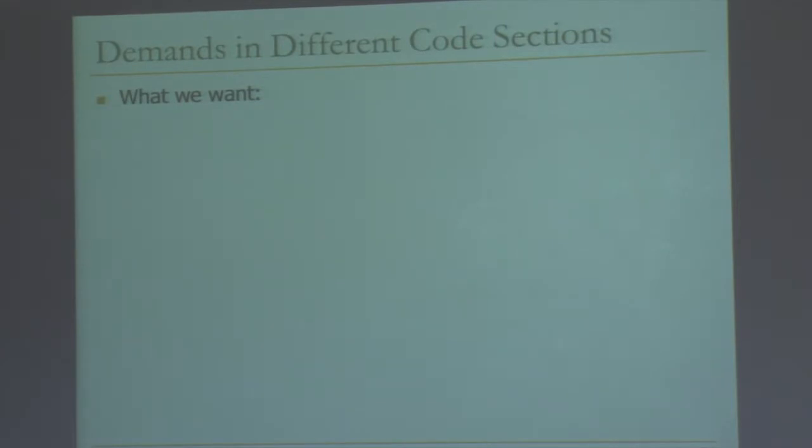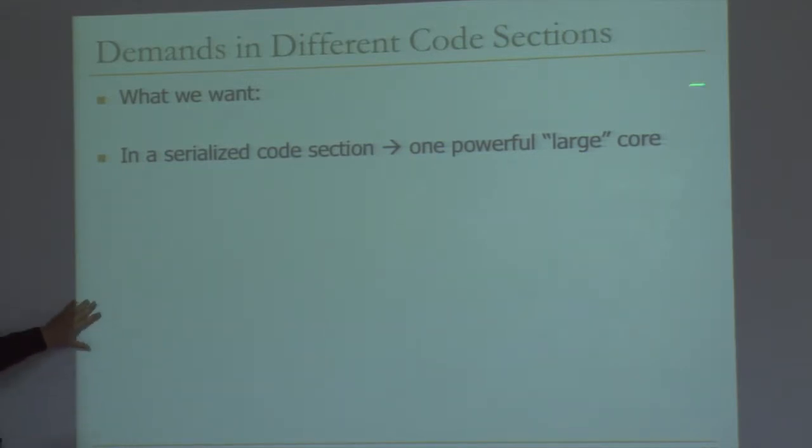So if you look at code sections, you have different demands in different code sections, and that's what will motivate asymmetry in this case. What we really want is, in a serialized code section, one powerful large core. Whenever you are on the critical path, it's a serial section. If all threads, or many threads, are waiting for that section, you would like to execute it on a powerful large core such that you can get out of it quickly.